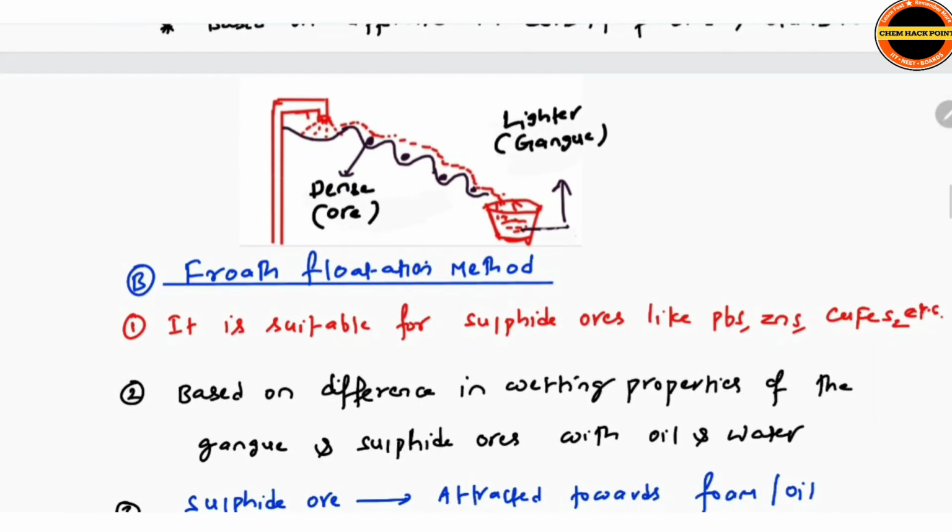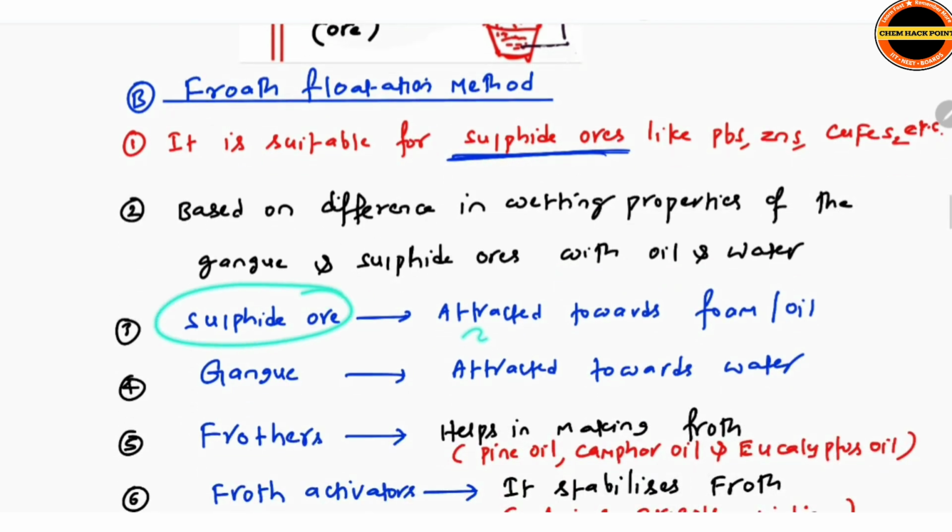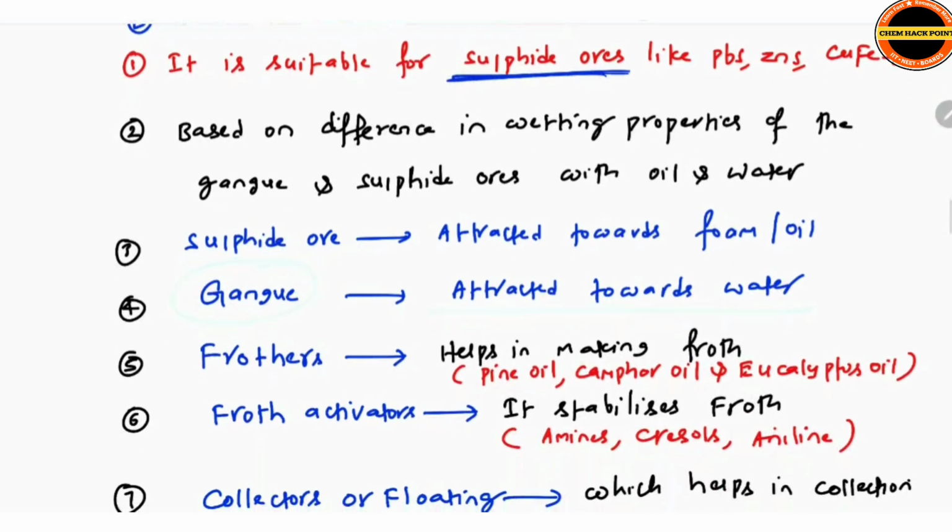The froth flotation method is important. It is suitable mainly for sulfide ores like PbS, zinc sulfide, copper sulfide, iron sulfide, etc. It is based on the difference in wetting properties of the gangue and sulfide ores with oil and water. Wetting properties means affinity, that is, the attraction towards oil and water. Sulfide ores show attraction towards foam or oil, while gangue particles are attracted towards water.